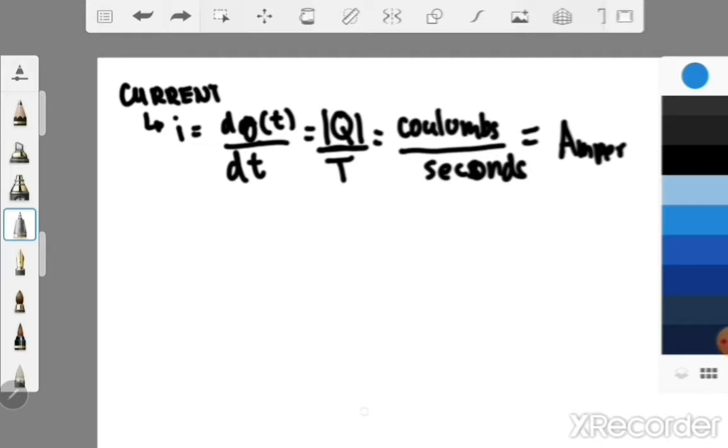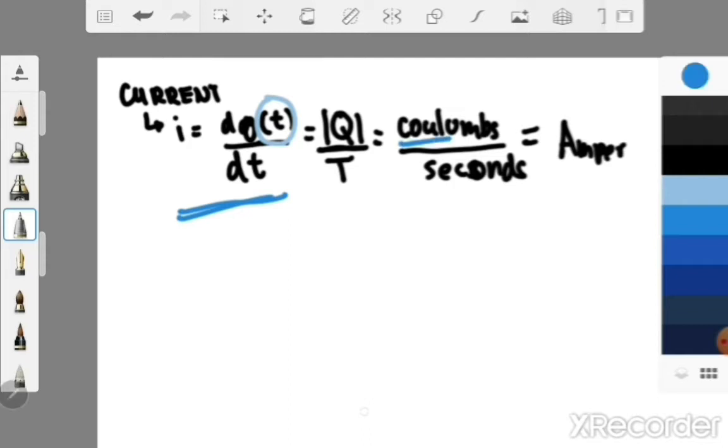It is the rate at which the charge flows past a point on a circuit. So your current is mathematically expressed as I is equal to dq all over dt. Your t here denotes that your current is dependent on time. So in order to get the magnitude of I, we can simply use the formula Q over T, which is equal to coulombs per second.